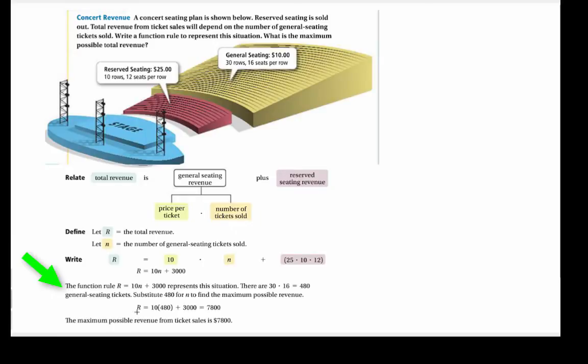So if we substitute 480 in for N, we're going to find the maximum possible revenue because they ask us to do that. If this place was sold out totally full, N would be 480 because there are 480 of those tickets. So if we multiply 10 times 480, we get 4,800. Take that and add it to 3,000, we get 7,800. So the maximum possible revenue from ticket sales is $7,800.